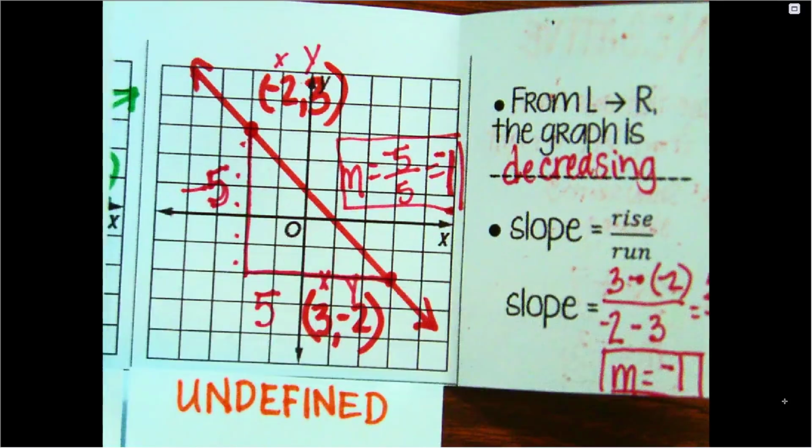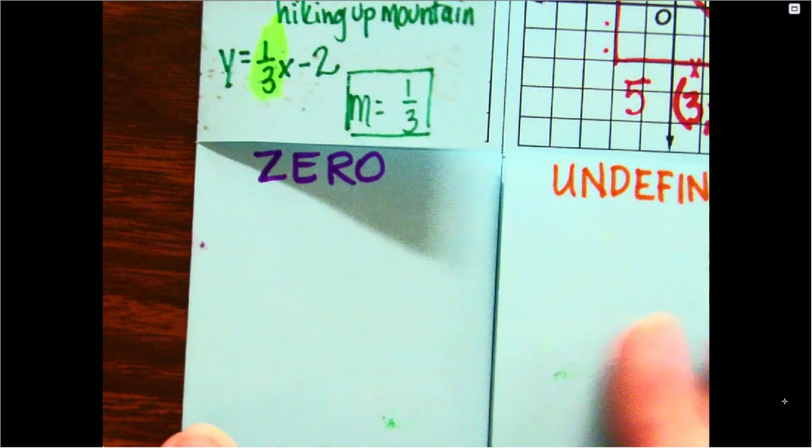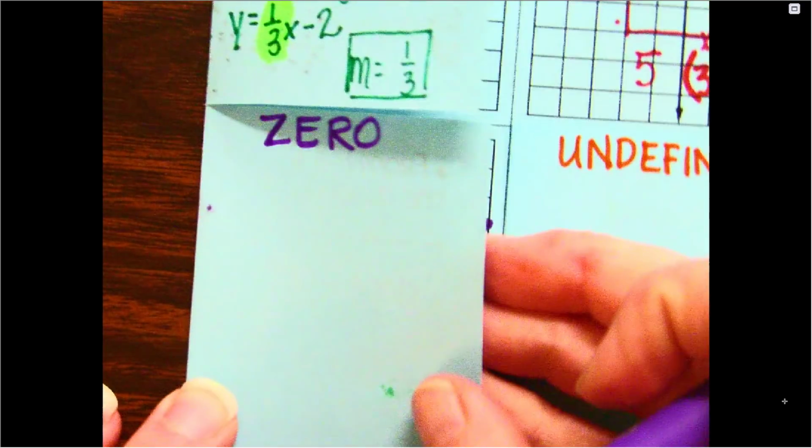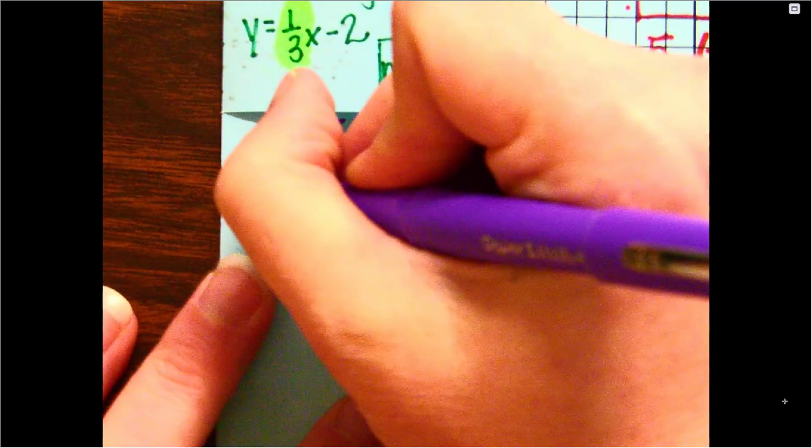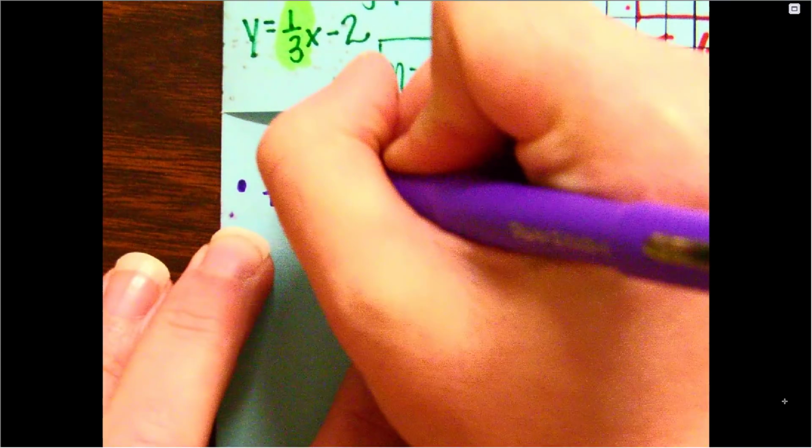We're done with red, and now we're going to move on to purple. We're going to use purple for zero slope. Zero slope looks like a flat line.